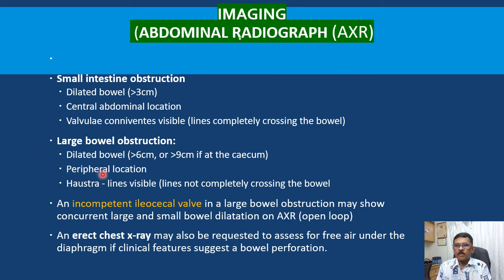These are known as haustra or haustration lines. As I said just now, an incompetent ileocecal valve will reveal both dilated large and small bowel, whereas a competent one will only show the dilated large bowel and the small bowel will be collapsed. Sometimes you may want to do a chest X-ray at the same time to look for free air under the diaphragm in case there's perforation of the bowel.